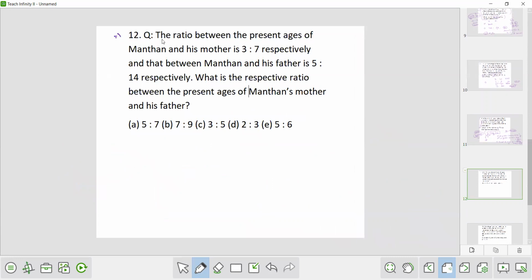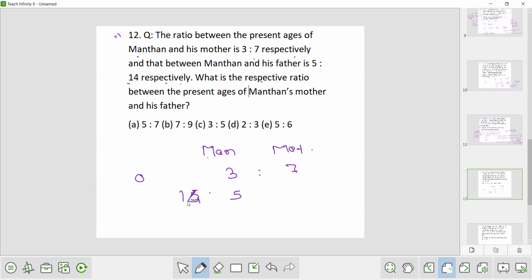The next question. The ratio between the present age of Manthan and his mother is 3:7 respectively, and that between Manthan and his father is 5:14 respectively. What is the respective ratio between the present age of Manthan, mother, and his father? Here, Manthan, M-A-N, and here is the mother, M-O-T. So the ratio between Manthan and his mother at present is 3:7. And at present only Manthan and his father is 5:14.